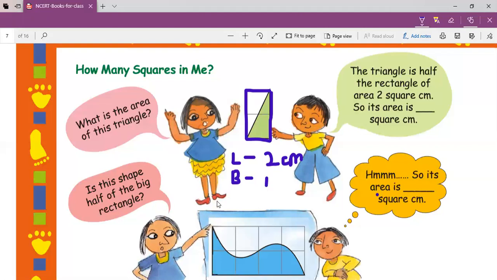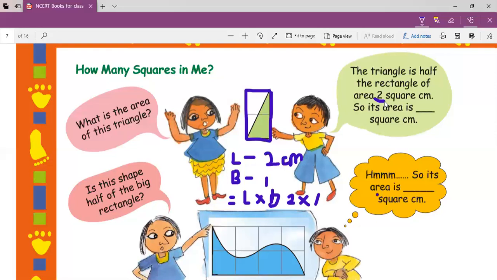Now, what is the formula of the area of rectangle? At the start of this chapter, I told you the formula to find the area of a rectangle. Yes, it is length into breadth. So it will be 2 multiplied by 1. What answer will we get? 2 multiplied by 1 is equal to 2. Understood how to find the area of a rectangle?